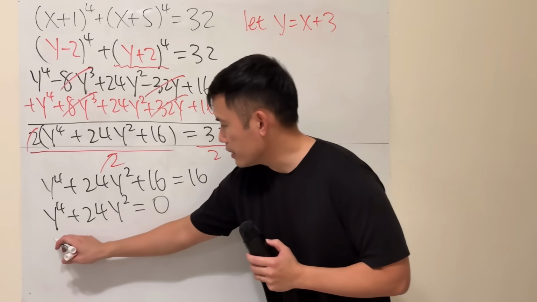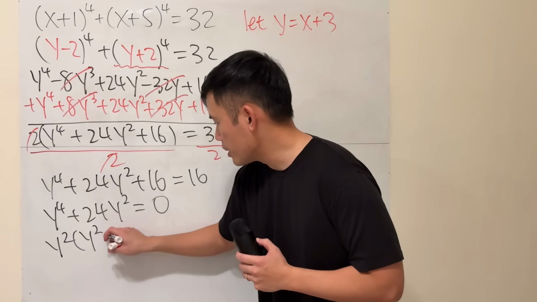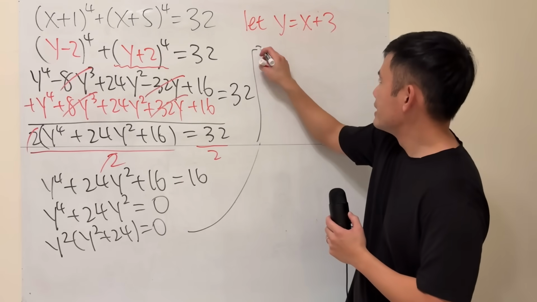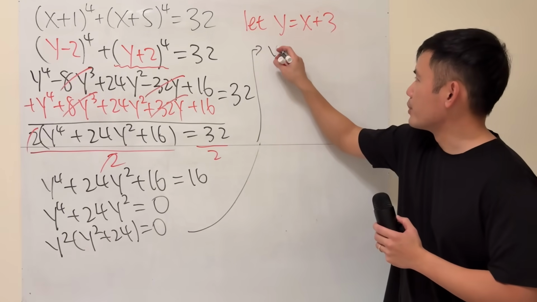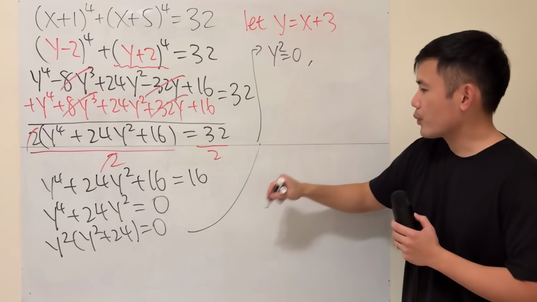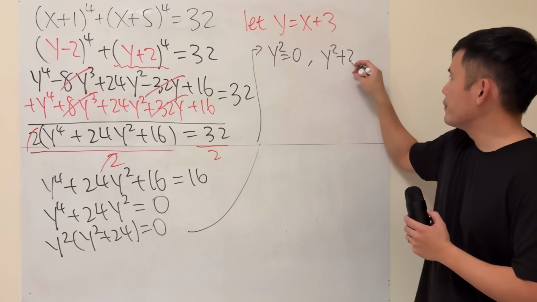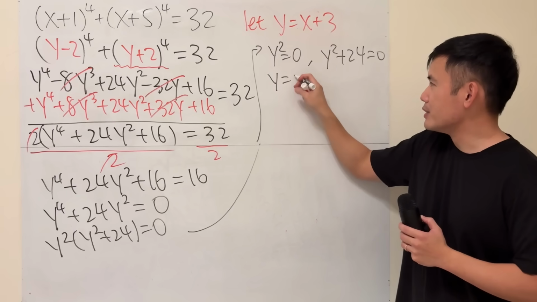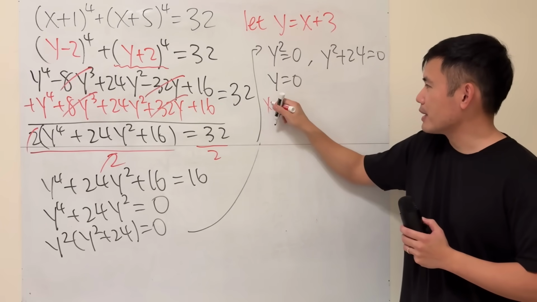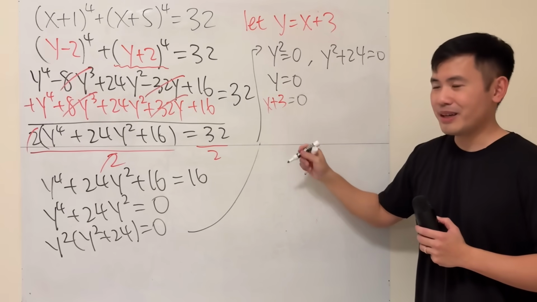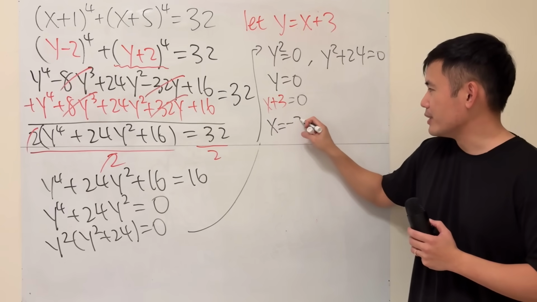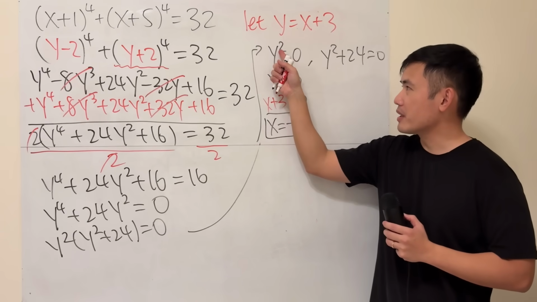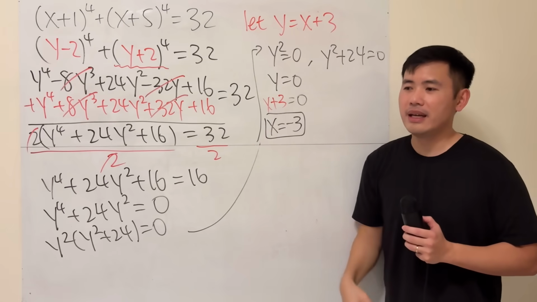And now this is very nice to solve, right? We can factor out y squared. And then we get y squared plus 24. It's equal to 0. And this right here, that means y squared is equal to 0, or y squared plus 24 is equal to 0. To solve for this, that means y is equal to 0, and y is x plus 3, so x plus 3 is equal to 0. So that means our first answer, x is equal to -3. And in fact, this is a double root because we have the square here. So it's actually -3 and then another -3.